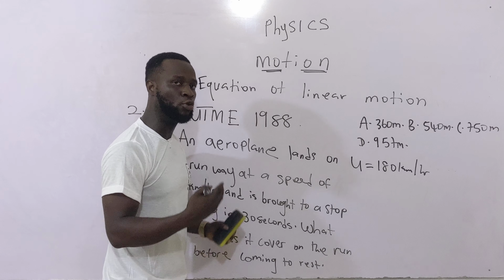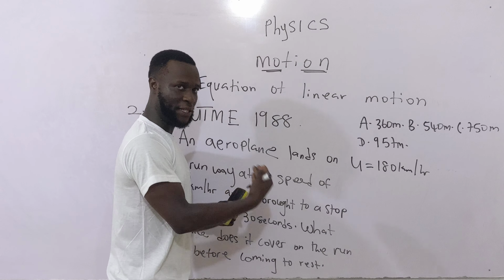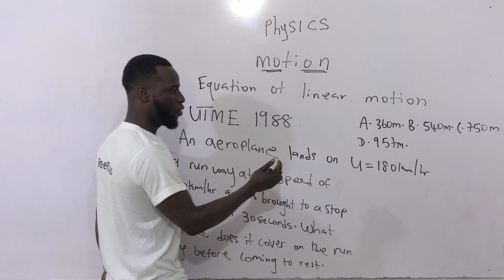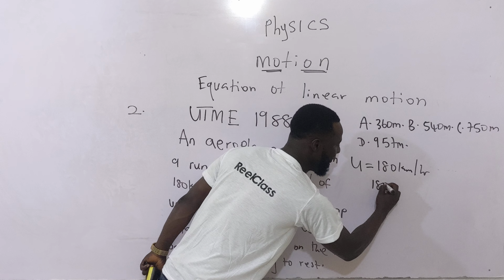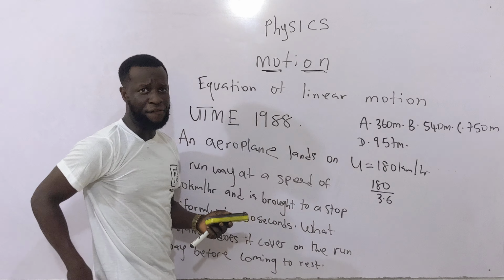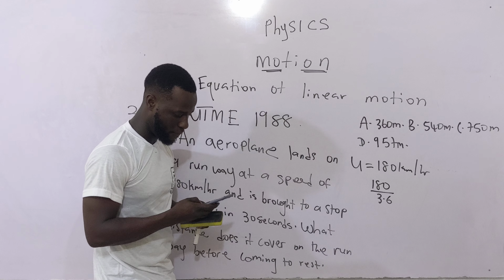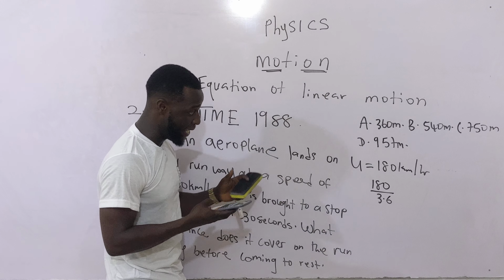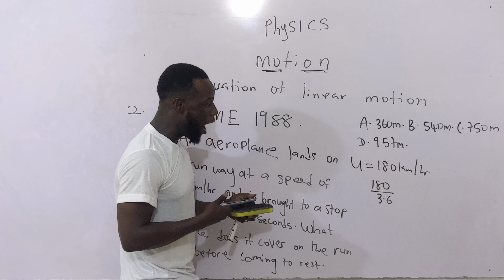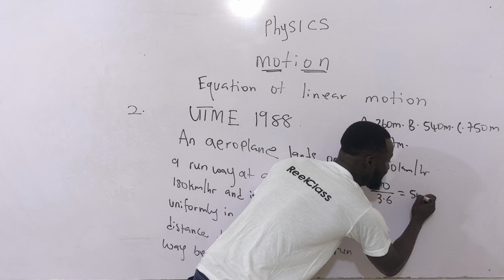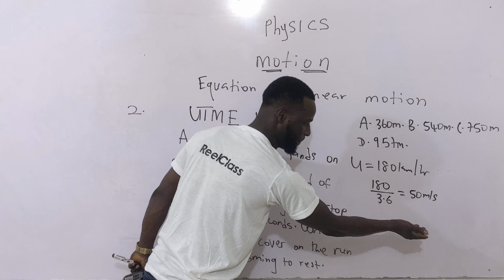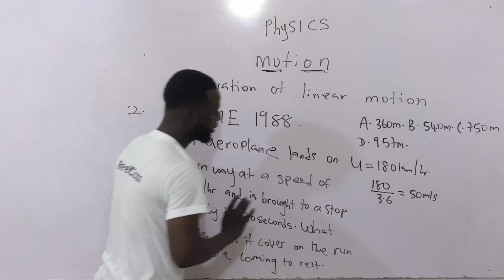So to convert from kilometer per hour to meters per second, you divide your kilometer per hour by 3.6. So I'll come here and say 180 divided by 3.6, and I'll get 50 meters per second. So the easy way of converting from kilometer per hour to meters per second is to divide by 3.6.